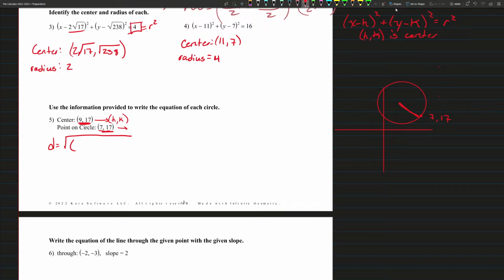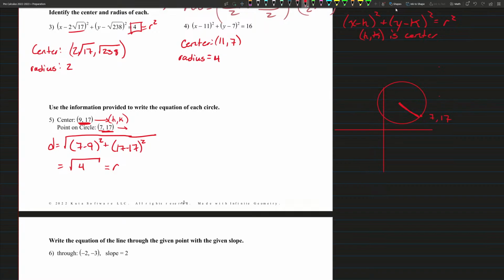So difference in x's, 7 minus 9 squared, plus difference in y's, 17 minus 17 squared. Again, this probably doesn't require this much, but just so we see it. 7 minus 9, that's negative 2. Negative 2 squared is 4. 17 minus 17 is 0, so we just have the square root of 4. Okay, so this is our radius. It's just 2, right? Either one.